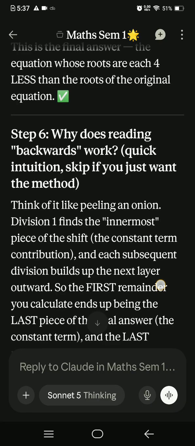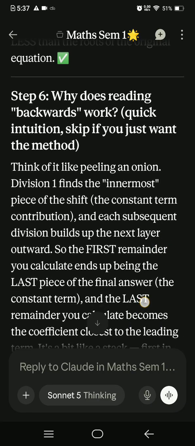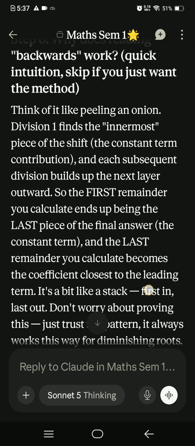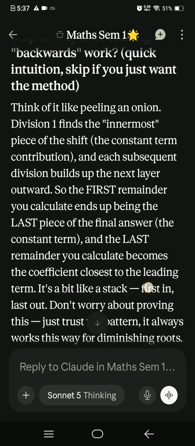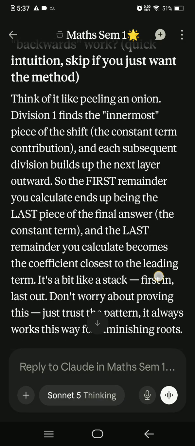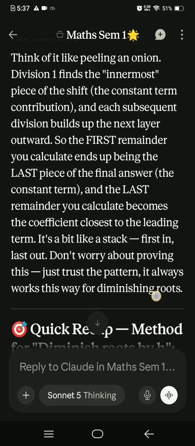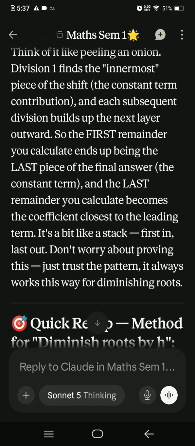Quick intuition. Skip if you just want the method. We can read it, it's short. Think of it like peeling an onion. Division 1 finds the innermost piece of the shift, the constant term contribution, and each subsequent division builds up the next layer outwards. So the first remainder you calculate ends up being the last piece of the final answer, the constant term, and the last remainder you calculate becomes the coefficient closest to the leading term. It's a bit like a stack. First in, last out. Don't worry about proving this, just trust the pattern. It always works this way for diminishing roots.